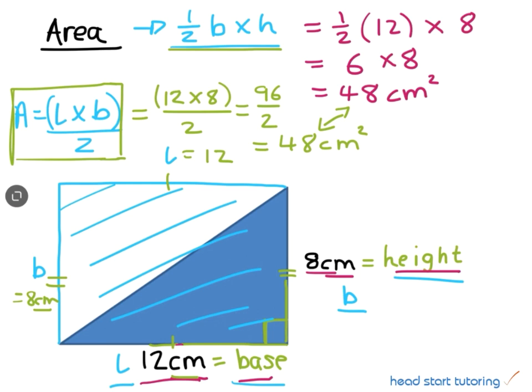So let's try and get used to using this formula: half the base times the height. Obviously, if your height is easier to halve, so if your base is an odd number and your height is an even number, then you can halve your height and multiply it by your base. So try and remember this formula: half base times height for the area of a triangle.